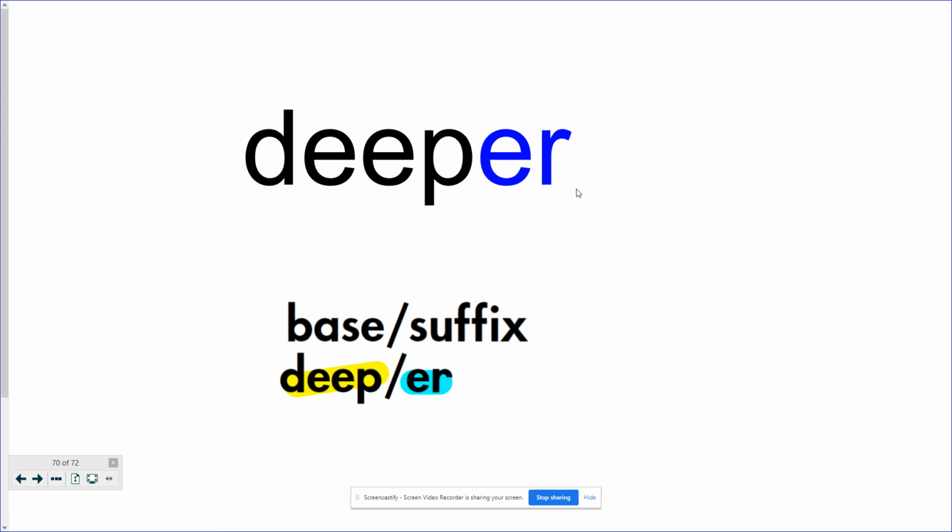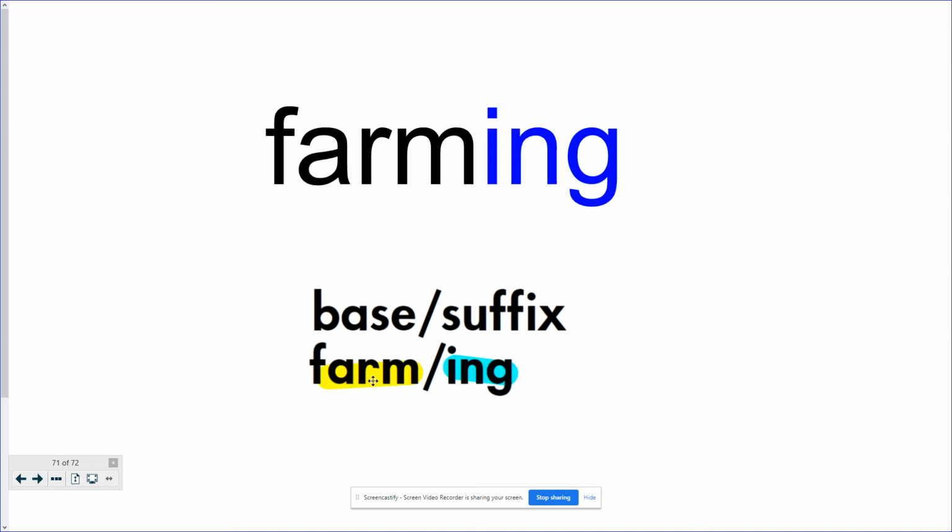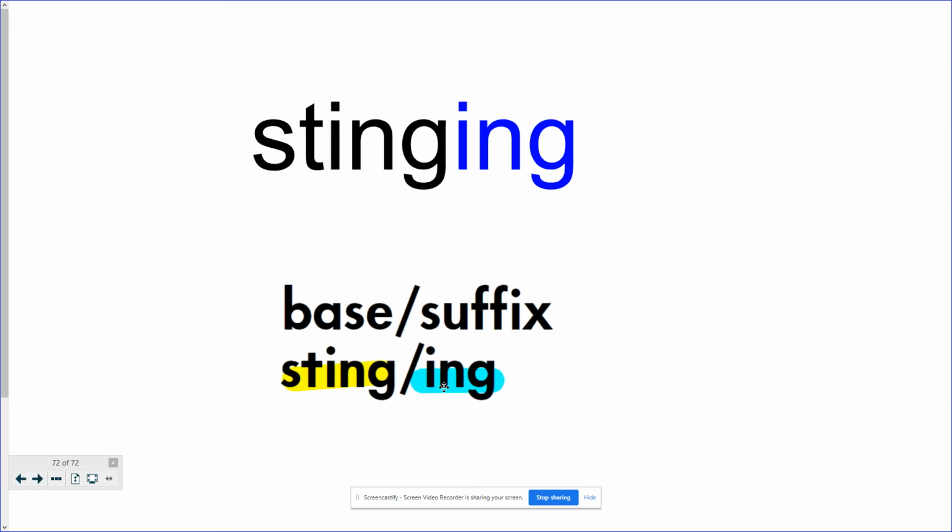Deep earth. This is your suffix that comes at the end of it. So look where our break is. I hope that we'll have a worksheet to go along with this for tomorrow. So remember, we're working on prefixes, bases, and suffixes.